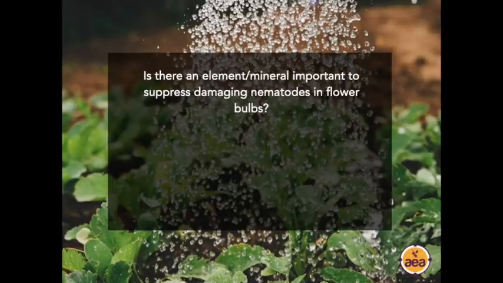Question from Johannes Bacher. Is there an element or mineral important to suppressing damaging nematodes in flower bulbs? The answer is yes, it's molybdenum.